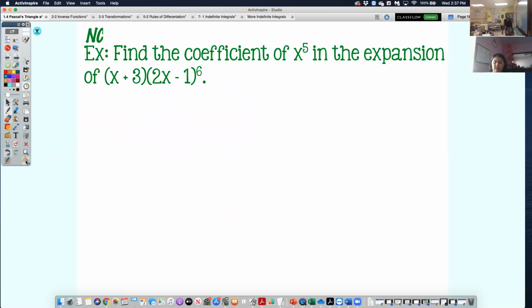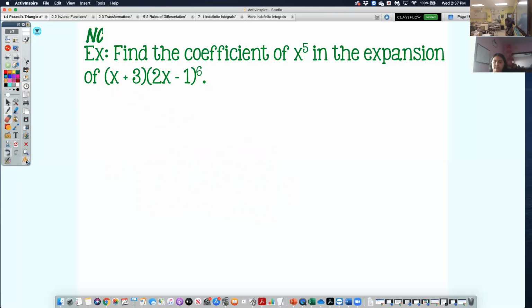Because when I expand (2x - 1) to the 6th power, I'm going to have an expression that has 7 terms. It's going to have an x to the 6th, an x to the 5th, an x to the 4th, an x to the 3rd, x to the 2nd, an x, and then a constant, right? Because remember, our exponents decrease. But then every single one of those is going to have to be multiplied by an x and by a 3.